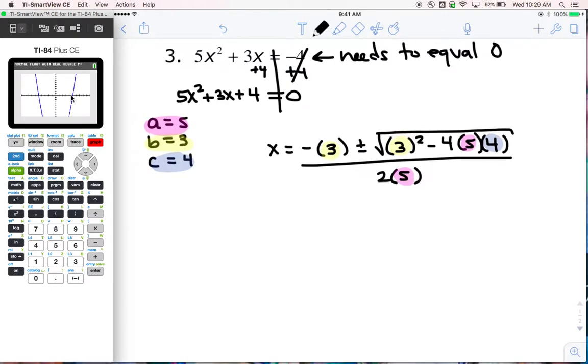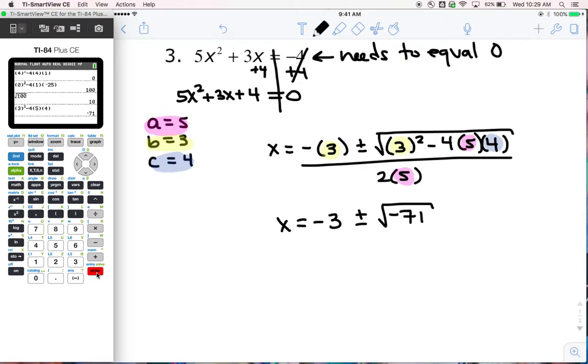Now we just need to clean it up. Negative, negative 3, right? That just becomes negative 3. Plus or minus the square root of, let's see what we get for that. 3 squared minus 4 times a, which is 5, and c, which is 4. And we get negative 71. So negative 71. Okay, we're a little bit weirded out by that. That's not a number that we like, but let's hang on a second. Let's just kind of finish this. 2 times 5 is 10 on the bottom here.